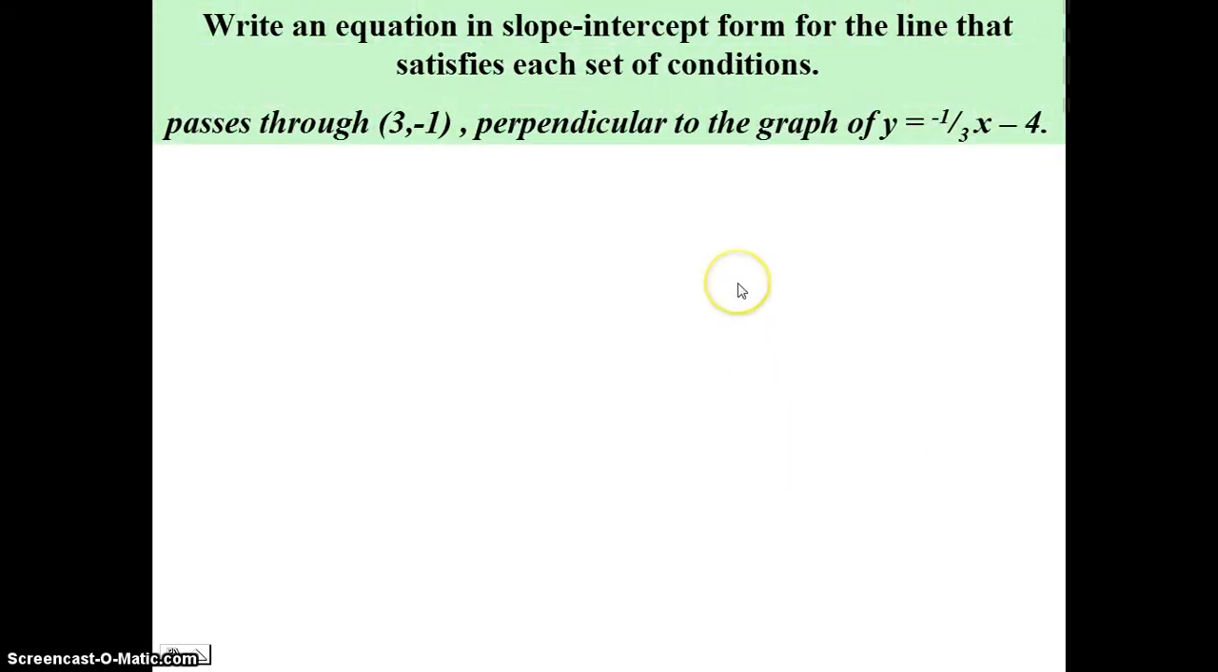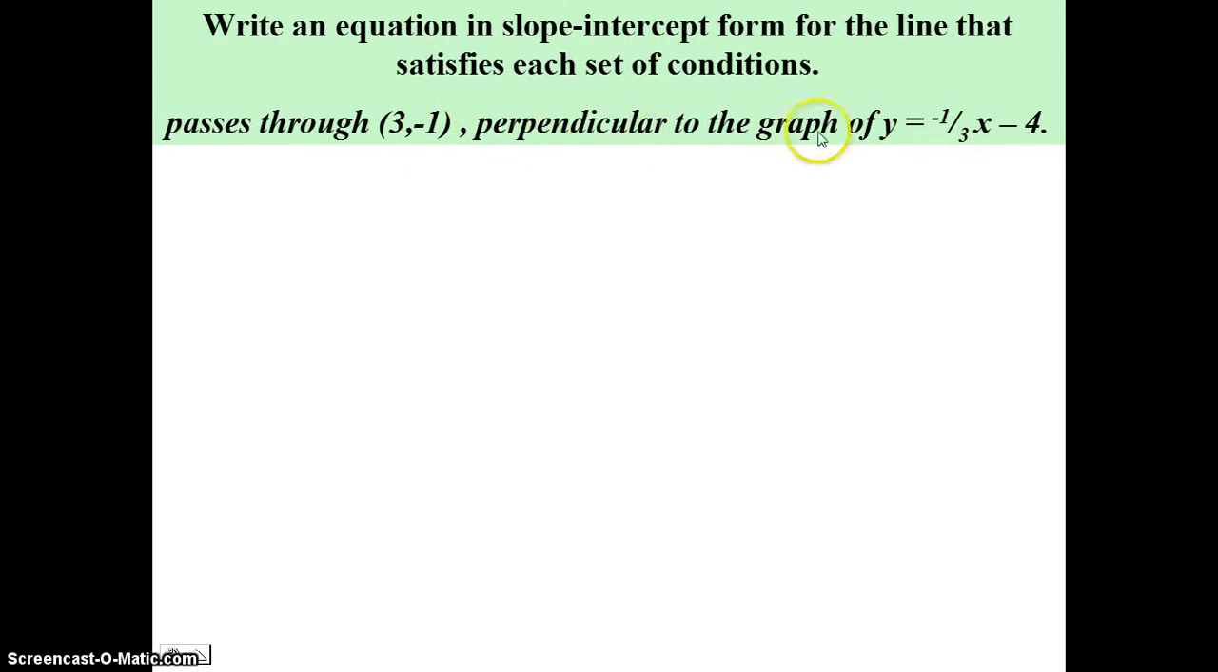Now, we have another set of conditions. We can write an equation in slope-intercept form for a line that satisfies a particular set of conditions. We can write equations of lines for perpendicular lines to another line given, or for lines that are parallel to another line given. So I want an equation for a line that passes through 3, -1.